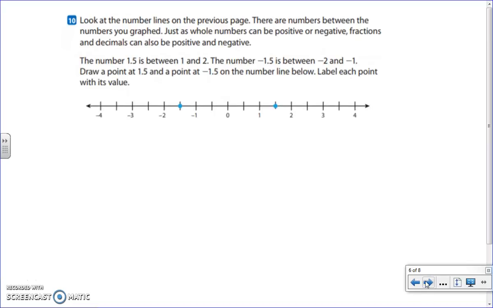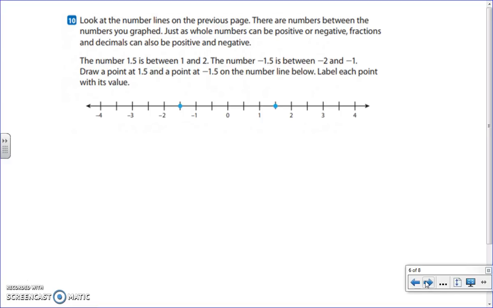It says, look at the number lines on the previous page. There are numbers between the numbers you just graphed. Just as whole numbers can be positive or negative, fractions and decimals can also be positive or negative. The number 1.5 is between 1 and 2. The number -1.5 is between -2 and -1.